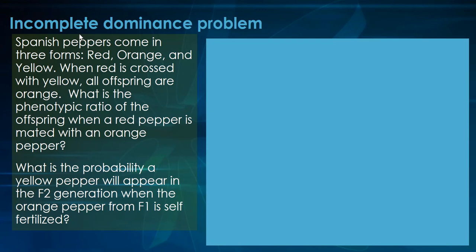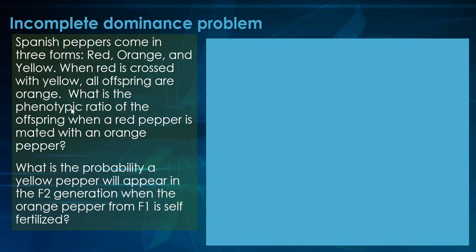Okay, let's look at an incomplete dominance problem. Spanish peppers come in three forms: red, orange, and yellow. When red is crossed with yellow, all offspring are orange. Interesting. So neither red nor yellow appears to be dominant or recessive. We get a third trait. Right off the bat, that third trait tells us there's some incomplete dominance.